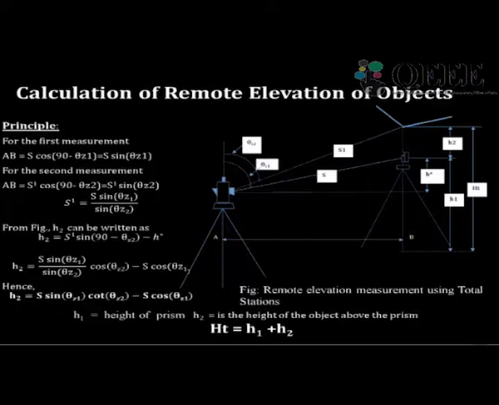This method, or this mode in the total station, can also be used to find the height of each floor of a multi-story building. Suppose you want to find the height of a 30th floor building, and you are not able to go to the 30th floor, then the remote elevation measurement mode can be utilized. And if you want to find the height of each floor, the same approach can be utilized.